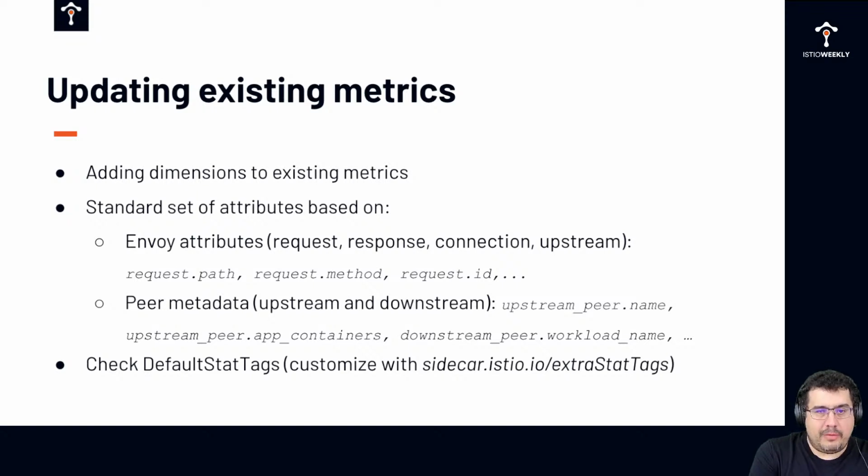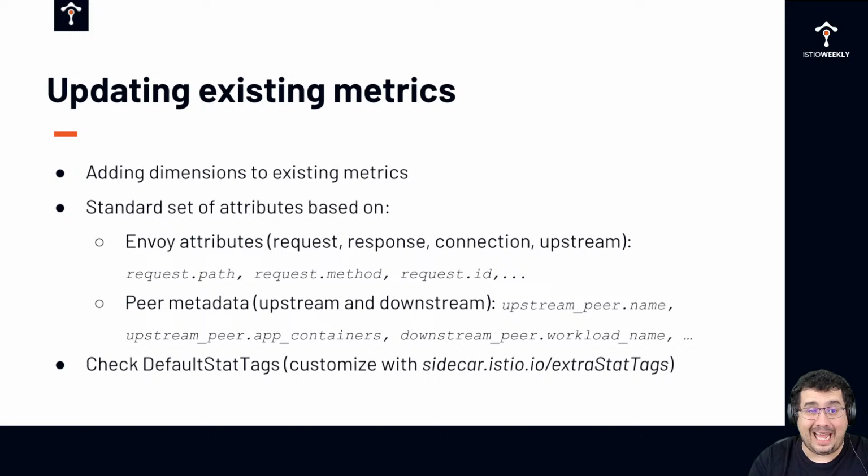So let's talk about what can be customized. The first scenario is when you want to add some existing standard dimensions to existing metrics. For example, there's an attribute on Envoy that gets collected called request ID, right? Request ID gets generated by Envoy and it's collected for each request. So Envoy has information of the request ID. That's an example of an existing attribute, or a standard dimension.